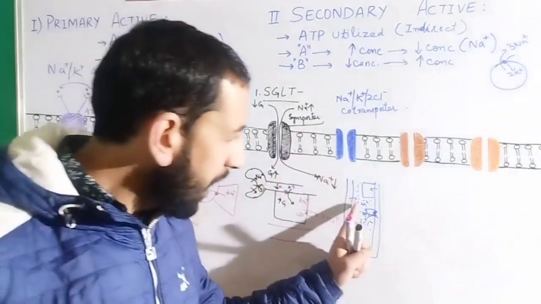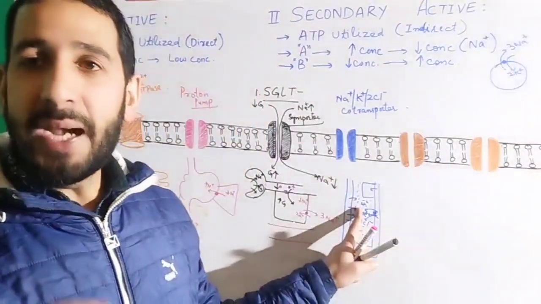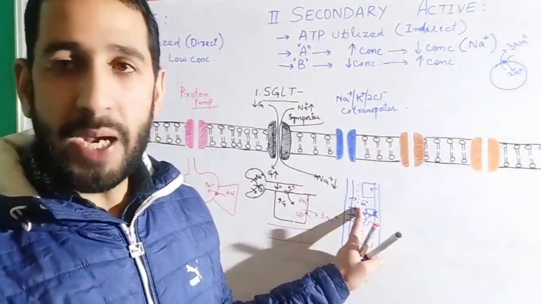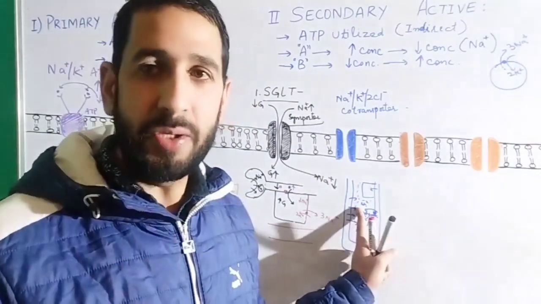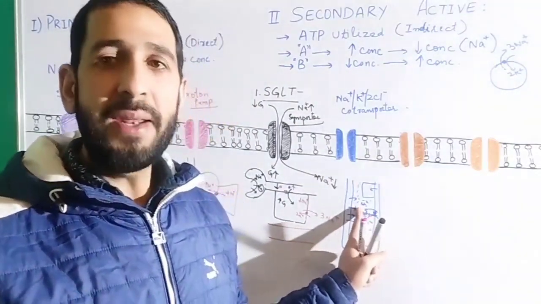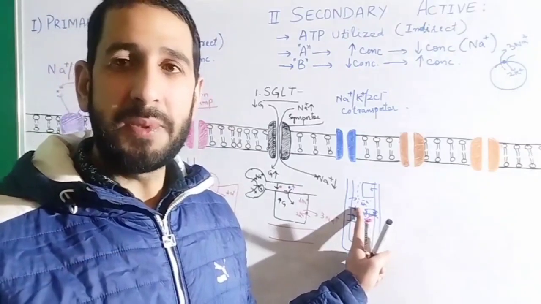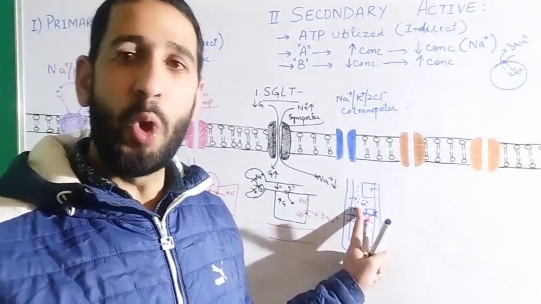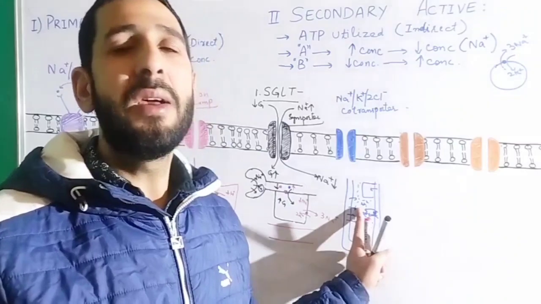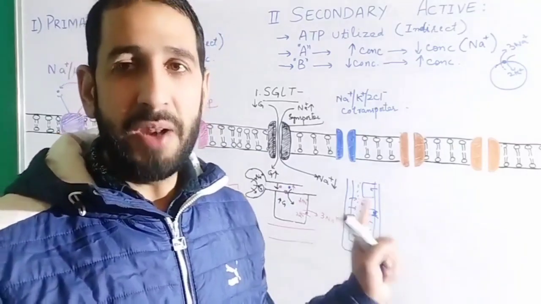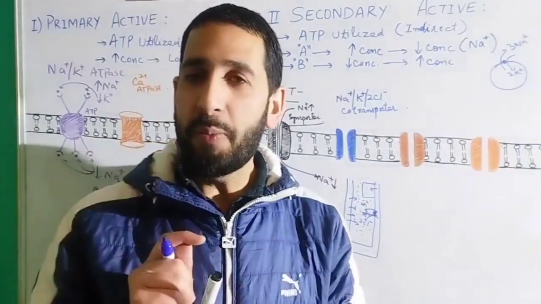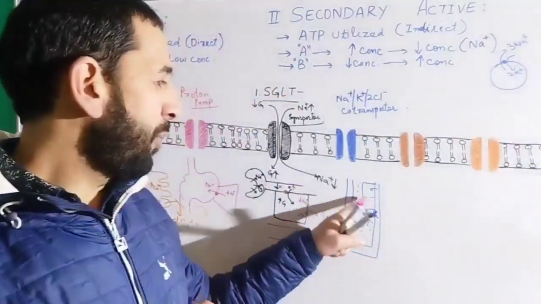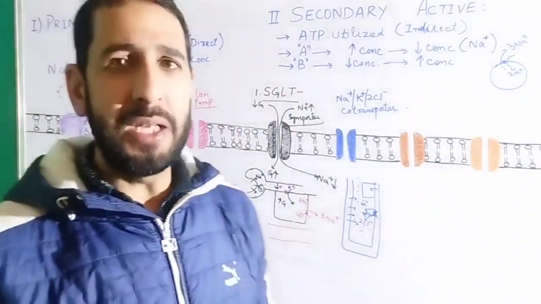So for now you have to remember that this sodium potassium 2 chloride co-transporter actually follows the secondary active transport mechanism, where one substance is being transported from low to high concentration and the other substances are being transported from high to low concentration. As we have talked about the proton pump, there is importance of this transporter as well.